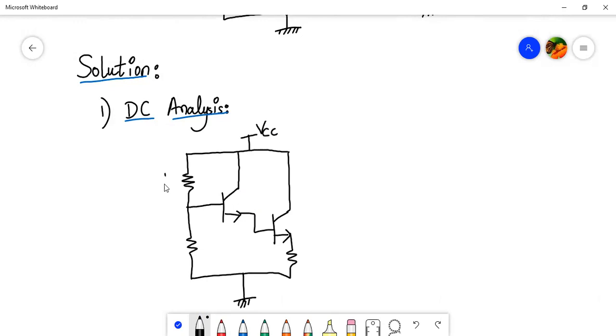So this is VCC, this is R1, R2, and this is transistor Q1, this is transistor Q2. Let me mark the terminals also, using a red color. This is base one. Collector one and collector two are tied to VCC. Then this is emitter one, which is same as base two. All right, this is very important. And this is emitter two. And here this resistance is RE.